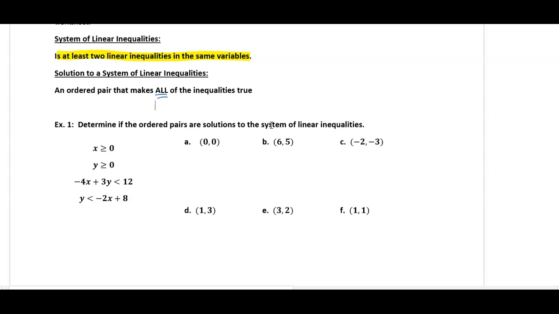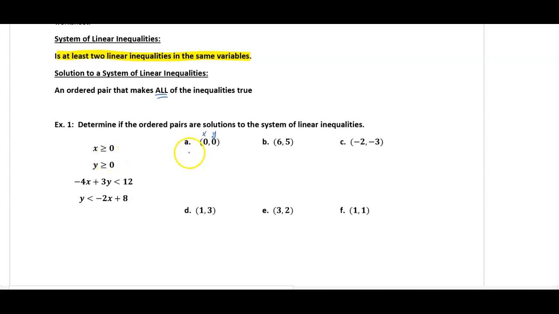So if we take a look at the first example here, determine if the ordered pairs are solutions to the system of linear inequalities. What I'm going to do is take these ordered pairs, take the x-coordinate and the y-coordinate, and substitute them into each of these. If it makes one inequality false, it is not a solution. If it makes all of the inequalities true, it is a solution.